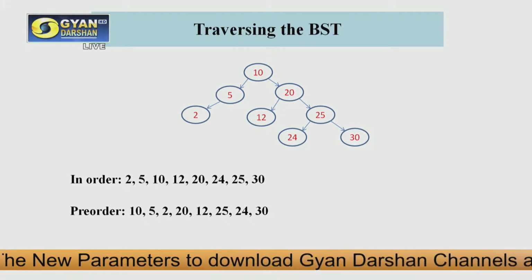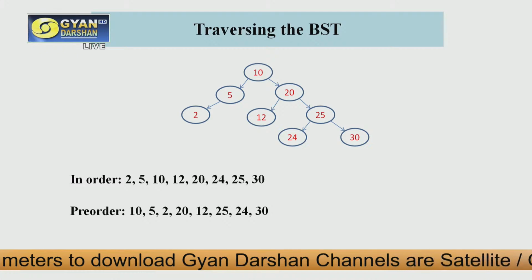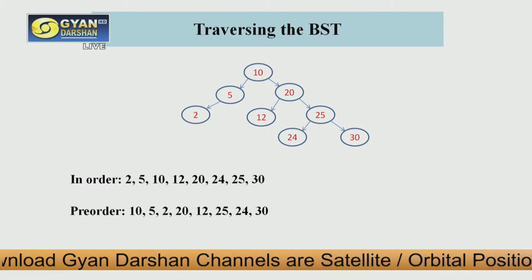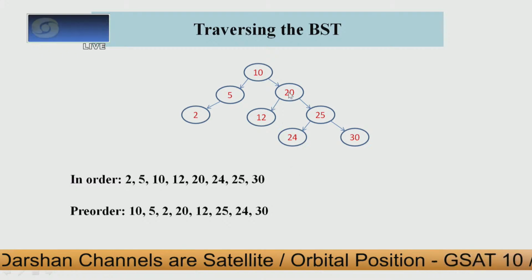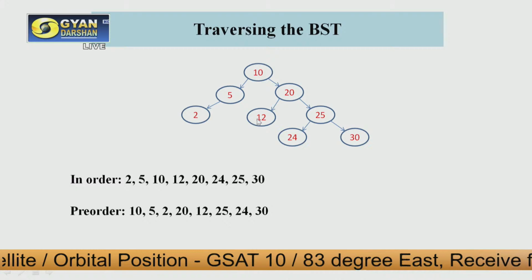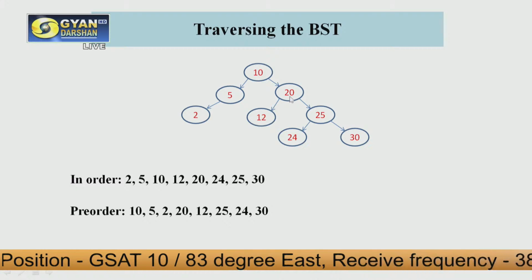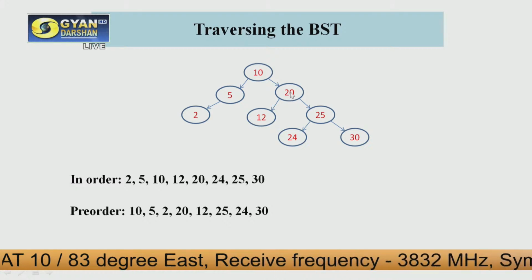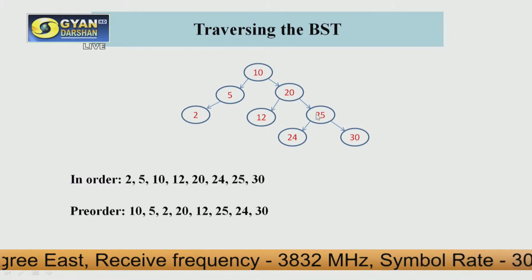So until and unless the entire right subtree nodes are printed, we cannot print 10. So we will go to the right child, that is 20. Again in the same way we will go to the left. We will print 12, and 20 will not be printed till all nodes in the right subtree are printed.